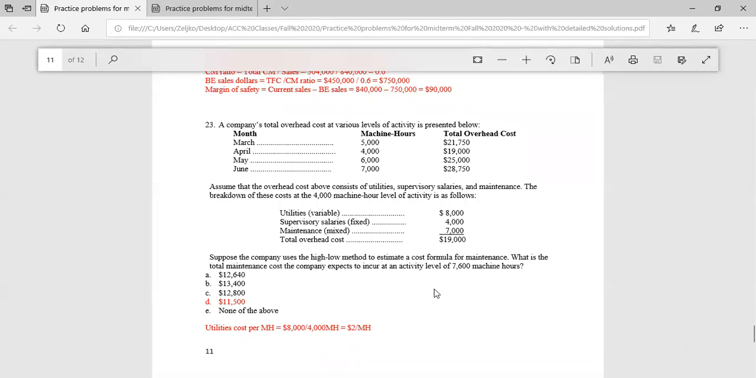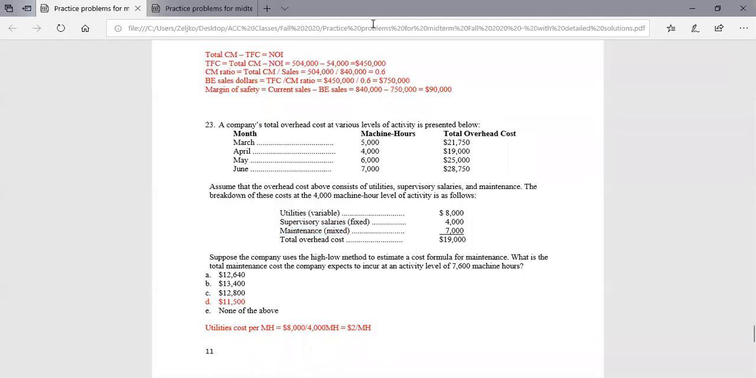So the question is here for maintenance, not for the total overhead cost, because this is the total overhead cost. And of course, we would use the high-low method, right? Even if we are not told, use the high-low method. We know that we have a bunch of numbers here, so we can use it. But actually, we are not asked for the total overhead cost, to figure out what the fixed and variable portions are. We are asked for this maintenance. So that's kind of an extra step.